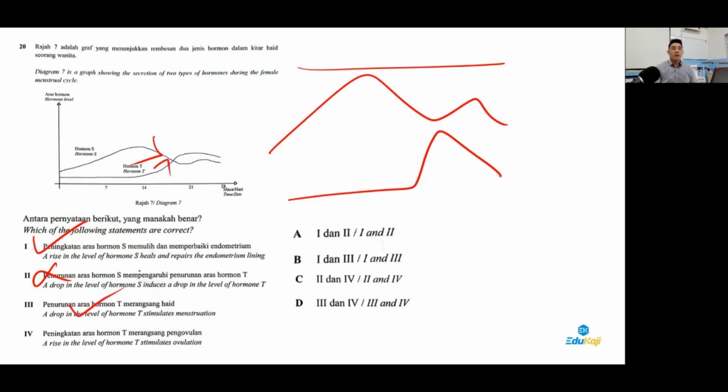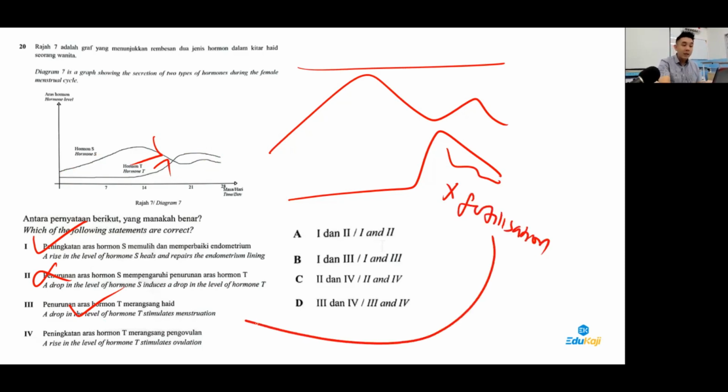Yes, a drop in T stimulates menstruation, because a drop in T means no fertilization occurred. No fertilization, then period, menstruation. This one is wrong. LH stimulates ovulation, not progesterone. So the answer for 20 is B. Okay, the answer for 20 is B.